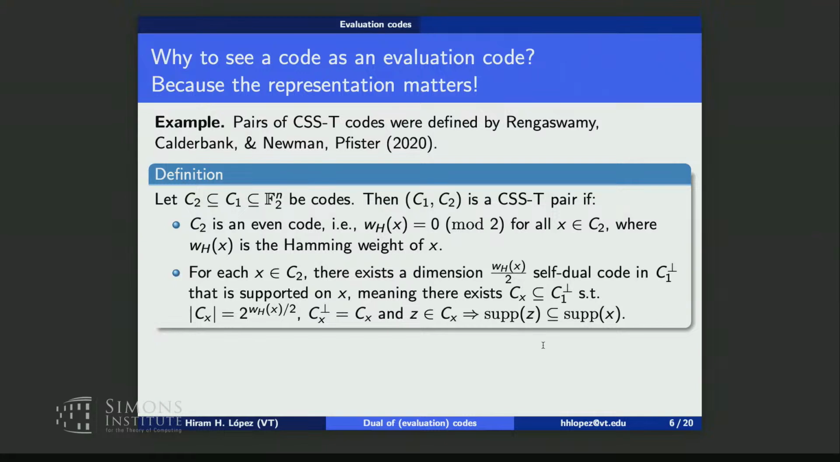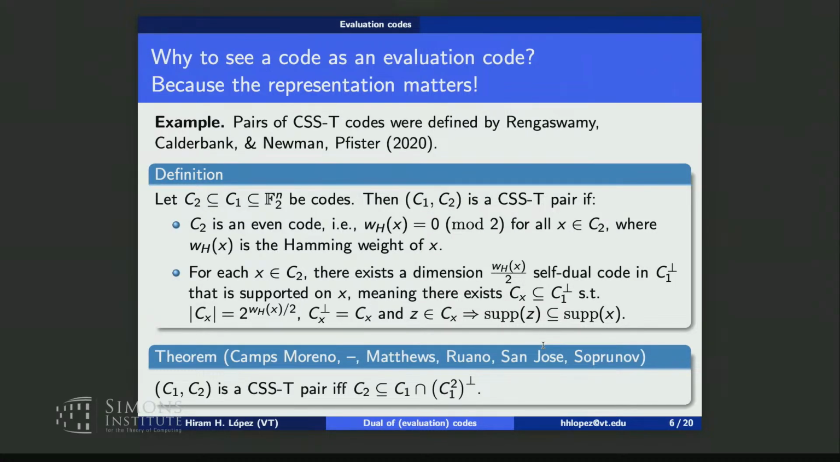But I told you that representation matters. And even if you understand this definition, if you want to find this pair, let's say you have a computer and you want to find a pair of codes, I don't know if you see here, but for every code word, there exists something. And when it says for every code word, I cannot do it because it's going to be computationally hard. But the representation matters.